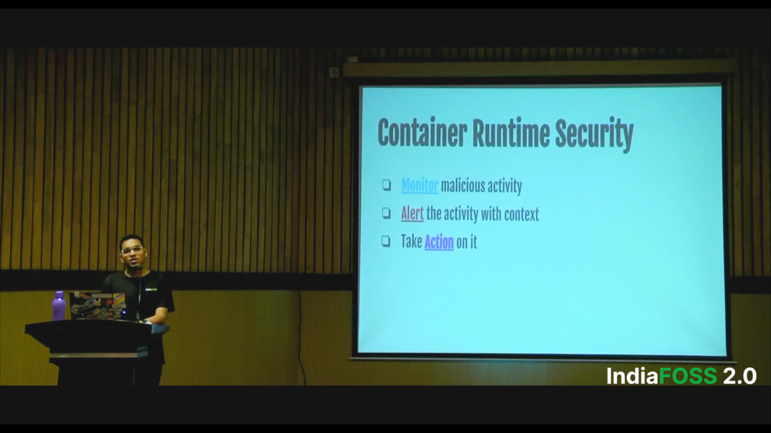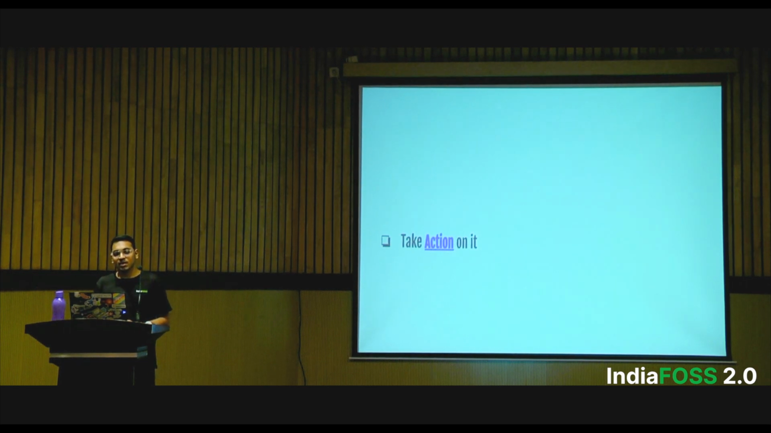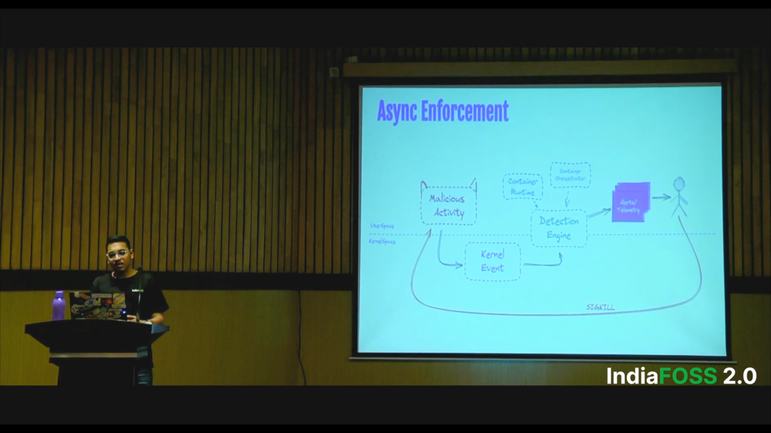So we talked about monitoring the malicious activity and alerting the activity with some context. Now let's talk about taking action on it. What we can do is, once we get the alert or telemetry, the user or the system administrator can issue a kill or something in the lines of that to terminate that malicious activity. But by the time it reaches the sysadmin and by the time he takes action, the malicious activity would already have done its job and extracted all the information that they intended to.